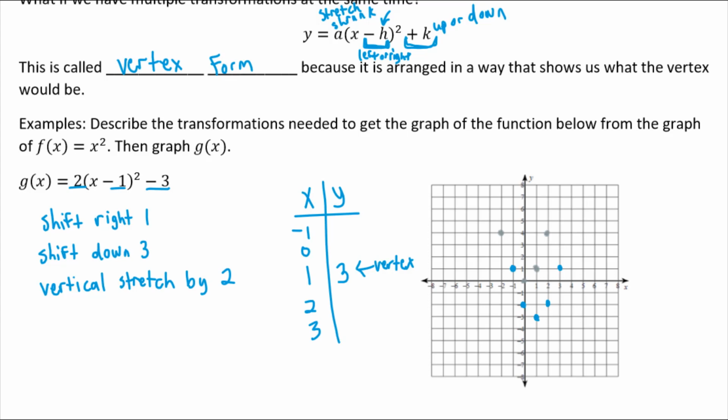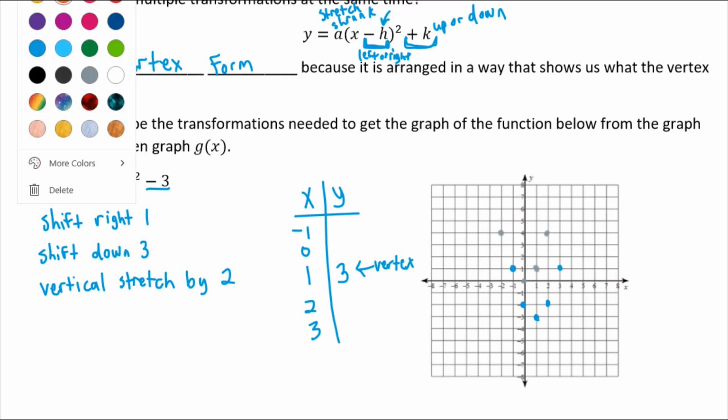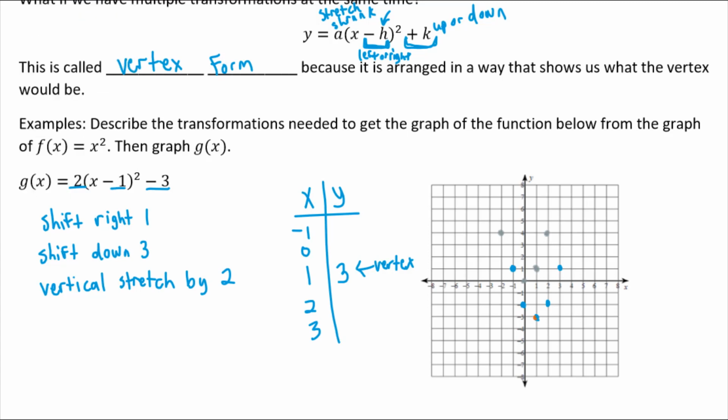Now if I vertically stretch by 2, I need to make all of the points other than the vertex be twice as far from the vertex than they currently are. So the vertex is where it's supposed to be, but I need to move this point so it's twice as far. So instead of it being 1 away, it needs to be 2 away. And these 2 points, instead of them being 4 away, they need to be 8 away.